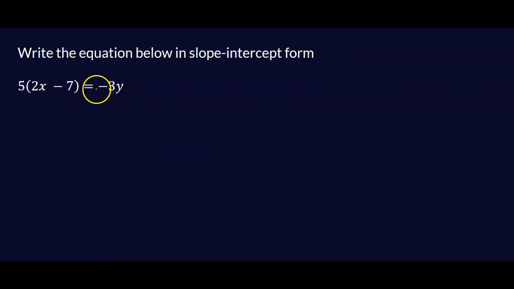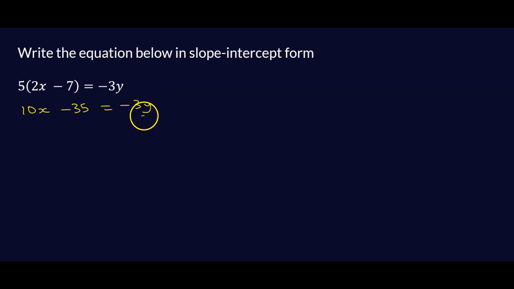Write the equation below in slope-intercept form. Remember that anytime you're doing math, whenever you have parentheses, you have to honor that first. So we're going to go ahead and distribute 5 into this parenthesis. 5 multiplied by 2x, we have 10x. 5 multiplied by negative 7, we have negative 35. This is equal to negative 3y.